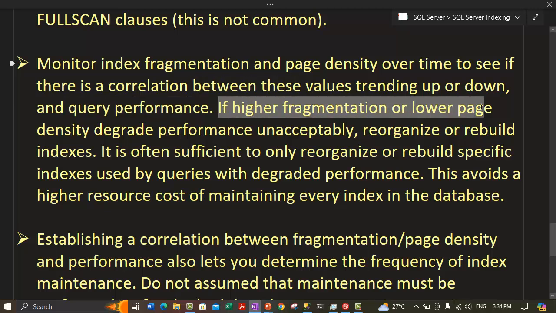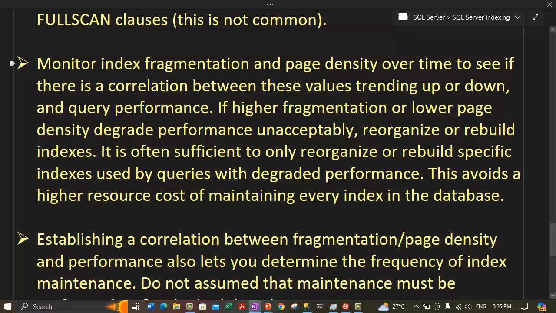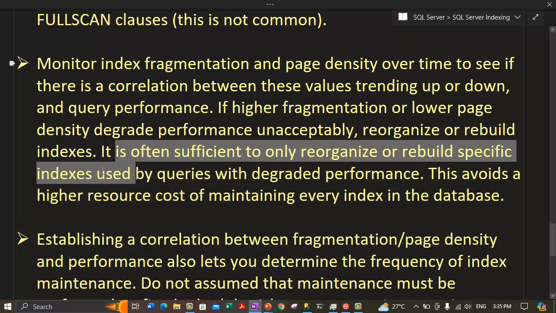Now, if higher fragmentation or lower page density degrade performance unacceptably, so if we see that the higher fragmentation level and the lower page density are degrading the performance of your queries unacceptably, try reorganizing or rebuilding the indexes at that time. Once you establish the correlation between the index fragmentation, page density, and the reduced performance, only then consider rebuilding or reorganizing the indexes. It is often sufficient to only reorganize or rebuild specific indexes used by queries. So we should check the queries that are executed against the database first to see which indexes really require the rebuild.